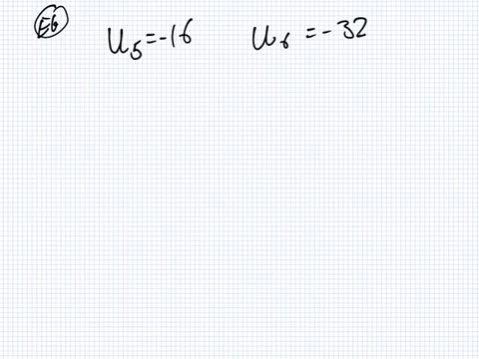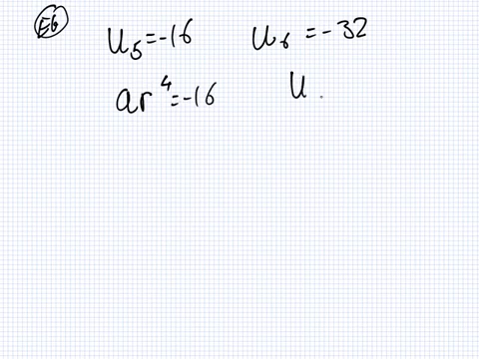Look and listen. U5 is minus 16 and U6 is minus 32. And what do you think I want here? A and R. So here we can say the fifth term, so that is A R to the power 4 equals minus 16, and the sixth term is minus 32, so that's A R to the power 5 equals minus 32.